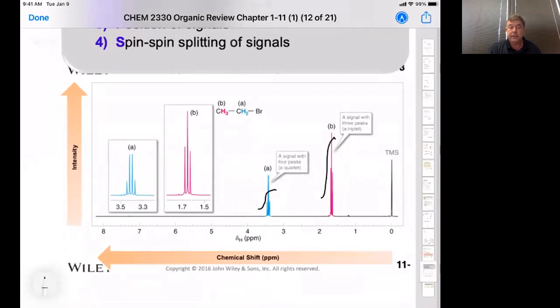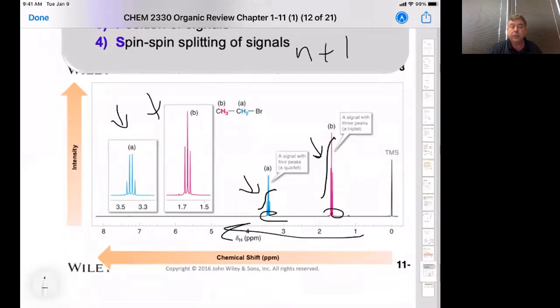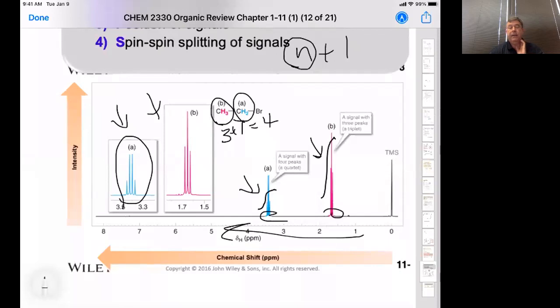Part 1 is the number of different types of peak. Part 2 is the integration of the peaks. Part 3 is the shift of the peaks. And the last thing is splitting. Remember, it's n plus 1. We get 1 peak for the hydrogens themselves, and then n peaks for the number of hydrogens within 3 bonds. There are 3 hydrogens within 3 bonds. That's 3 plus 1, which means there should be 4 peaks for that, and we see that in our signal.